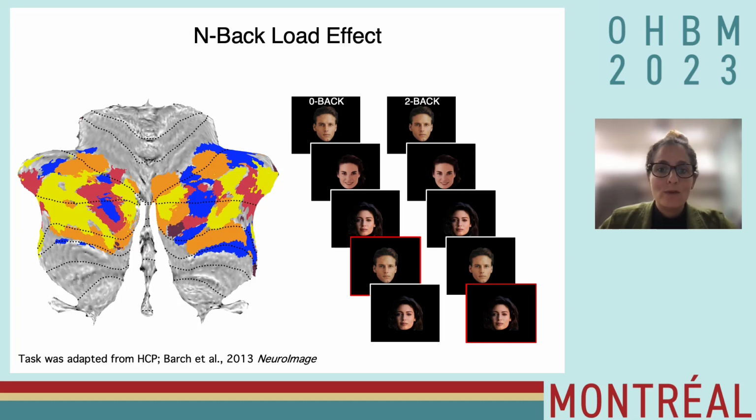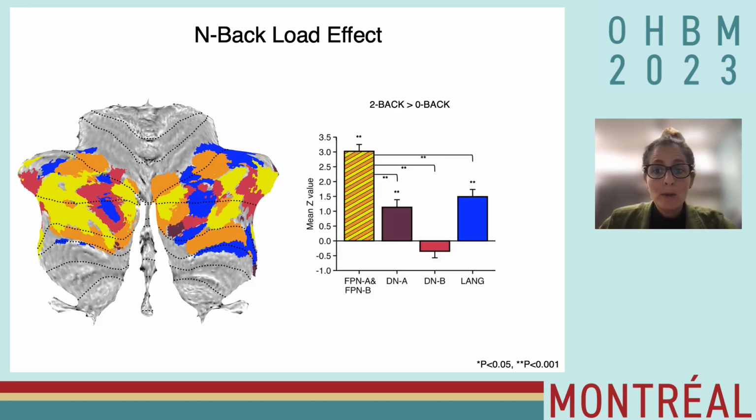We first targeted the frontoparietal networks FPNA and FPNB with a load effect paradigm, the well-known N-back task, contrasting a 2-back high load condition with a 0-back low load condition. For example, here on the right, depending on the block type, a different face would be a match for the 0-back and for the 2-back.